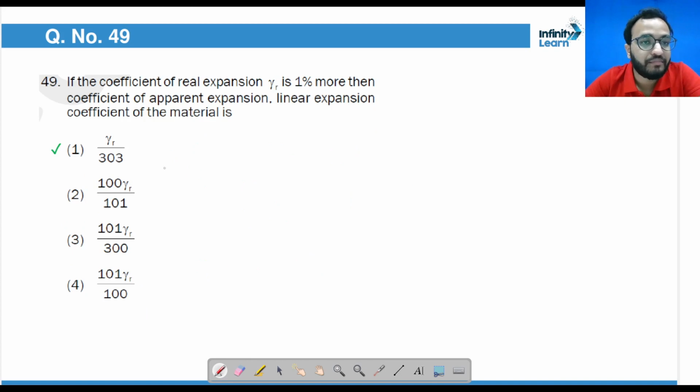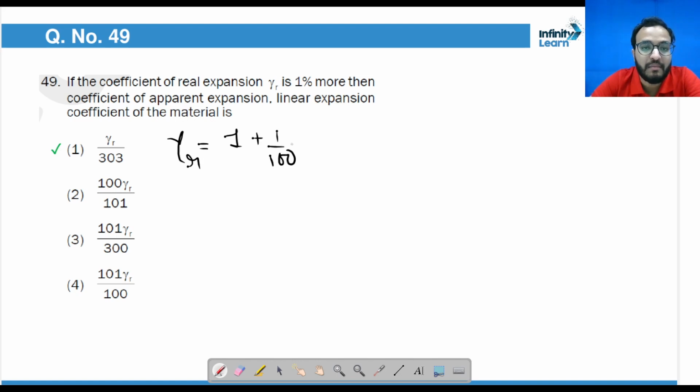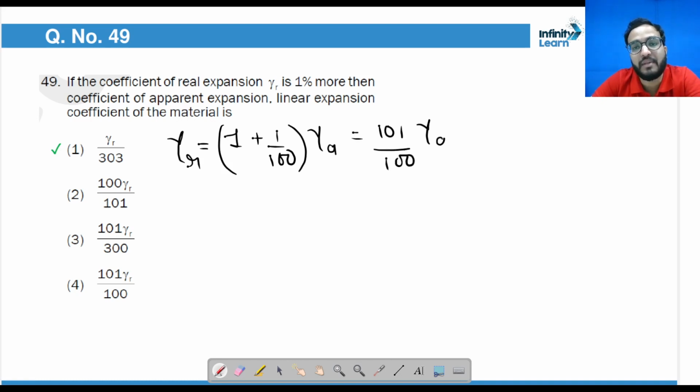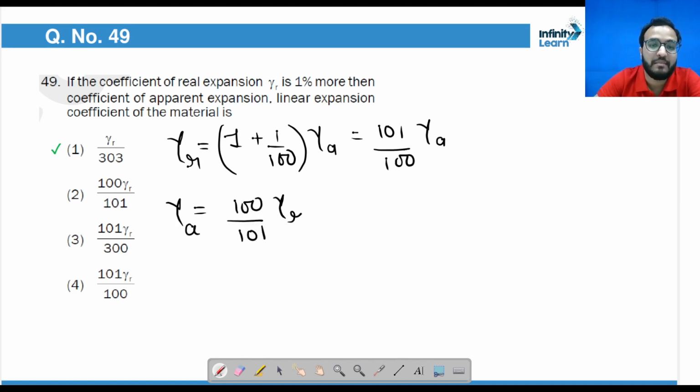This is interesting. If the coefficient of real expansion is 1% more than the coefficient of apparent expansion, 1% more means it is 1 plus 1 by 100 times gamma apparent. That is 101 upon 100 times gamma apparent. So gamma apparent is 100 upon 101 times gamma real. So this is your equation number 1. What else do they need?